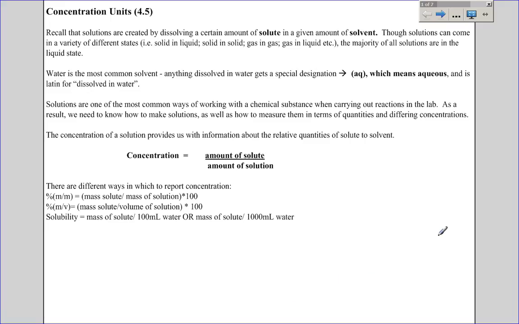In this lesson, we will look at concentration and dilution. We have already investigated concentration in an indirect way, because when we look at concentration, what we're doing is showing exactly how much solute is dissolved in a given amount of solvent. Now, the majority of solutions are in the liquid state where water is the solvent. And so when we're in chemistry and we see the symbol AQ, which means aqueous, it means dissolved in water. So our solutions are mostly going to be water-based solutions.